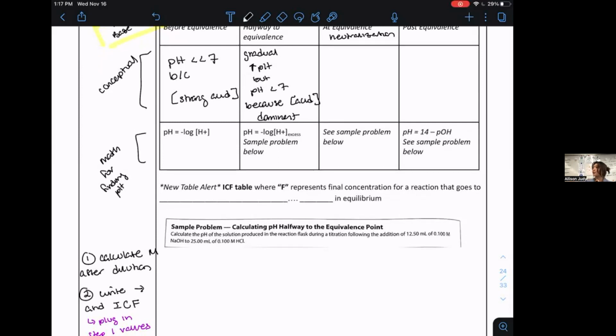So, let's see. Do you want me to go through the table first and then the math, or do you want me to go through the math as I go through each stage of the table? Table first. You got it. You got it, dude. Full house. Anyone? Nope. You're too young.